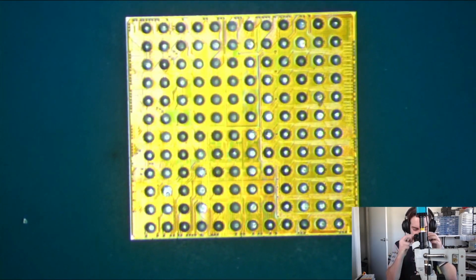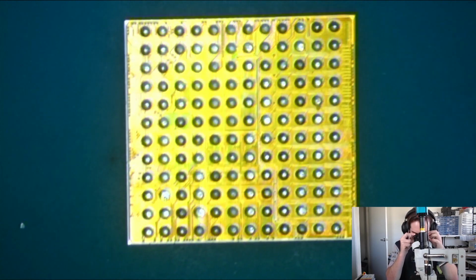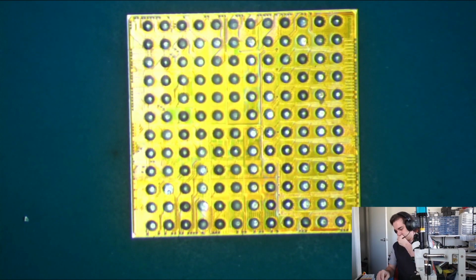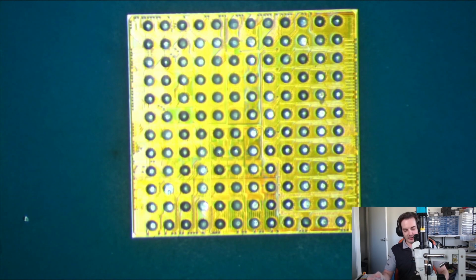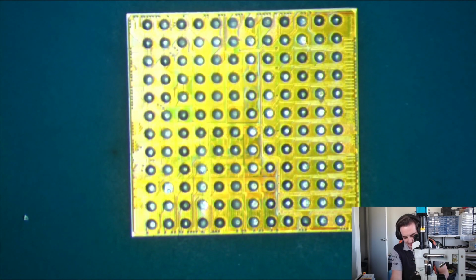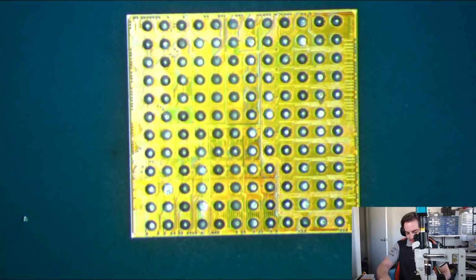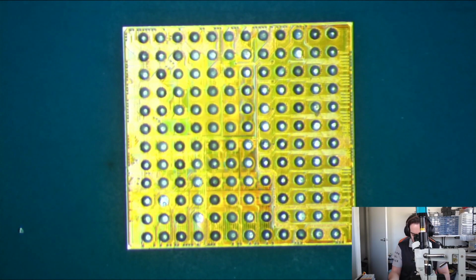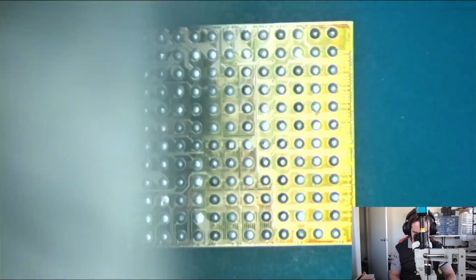I'm trying to get that in best focus for you guys. There we go. So we've got our solder paste. I'll just chuck a bit here on the mat. I then use a little spatula or spudger, collect up some of it, and then I find the appropriate stencil.